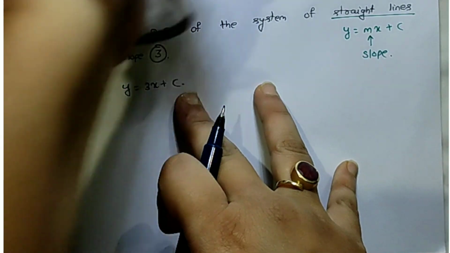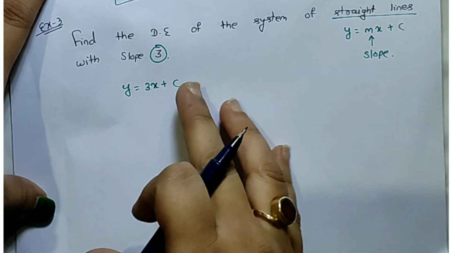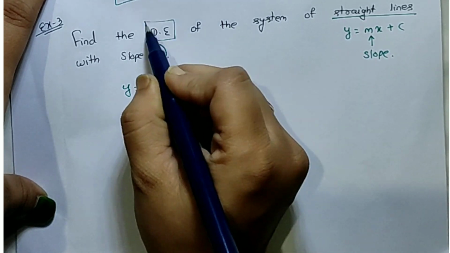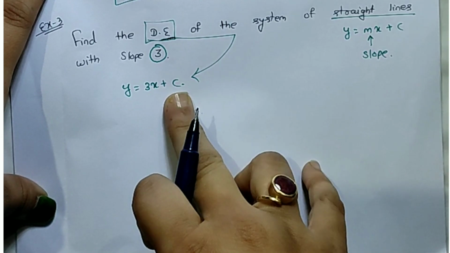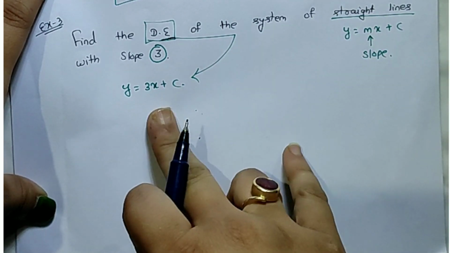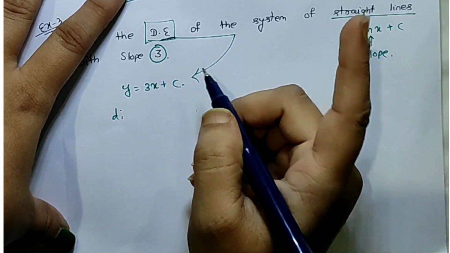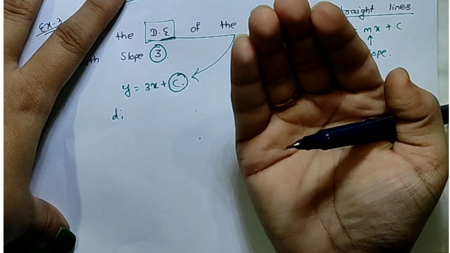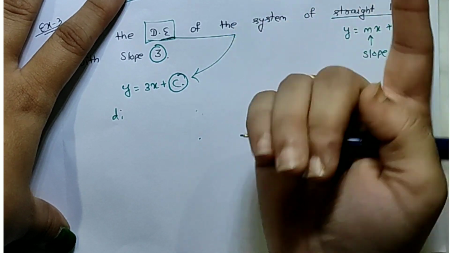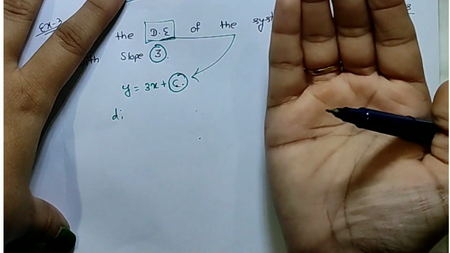Now we have to find the differential equation of this system of straight lines. Now, how many arbitrary constants do we have? Only c is the arbitrary constant, so how many times do we have to differentiate? Only once. The number of arbitrary constants is equal to the order of the differential equation.